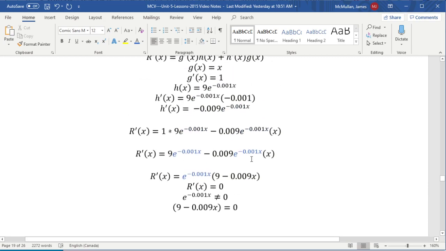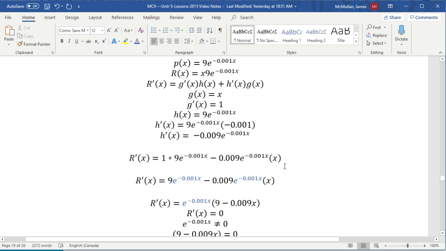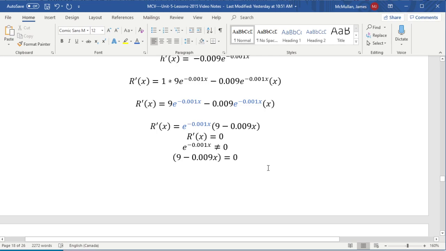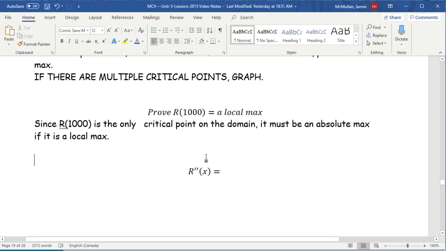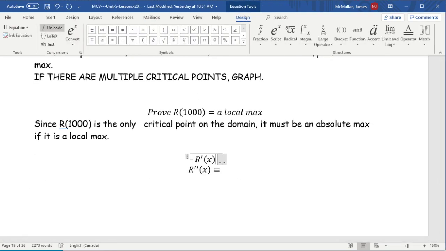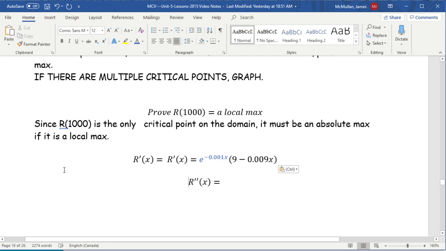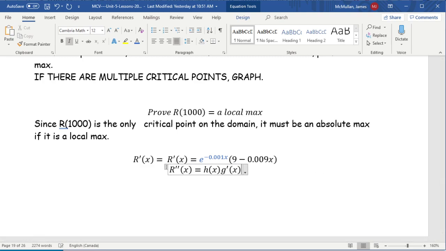Okay, so our derivative, let's go back to our derivative here, was this. Let's just write this down again. R prime x is that. So the second derivative, right? It's a product rule where we have two functions. So we have h g prime plus g h prime.